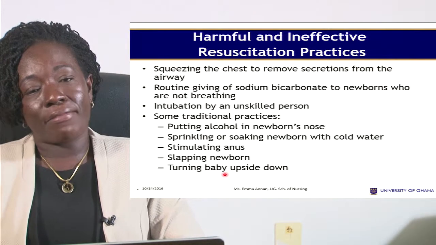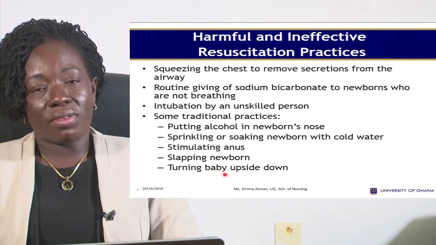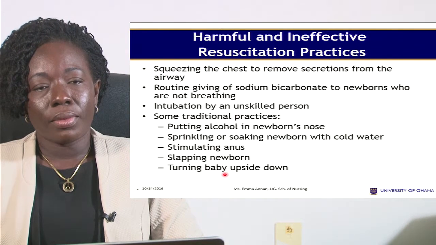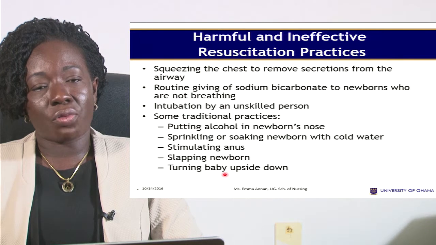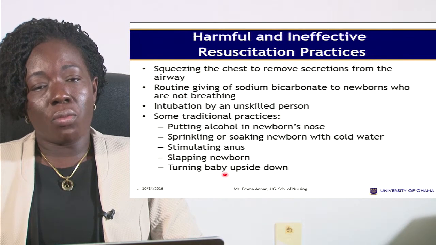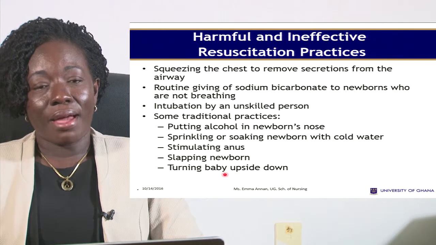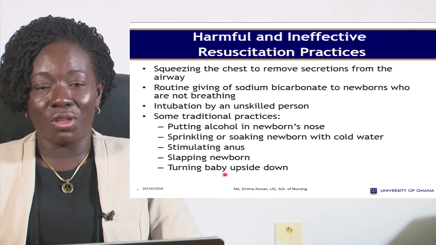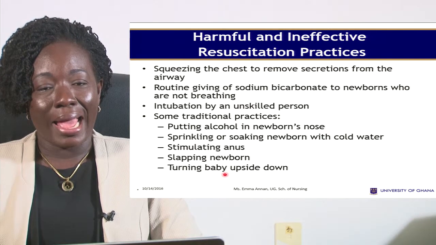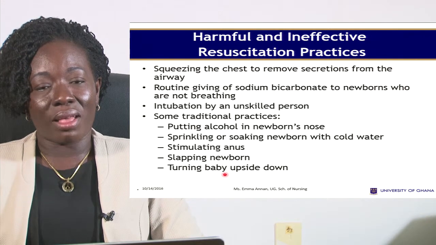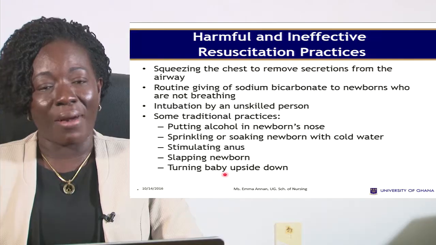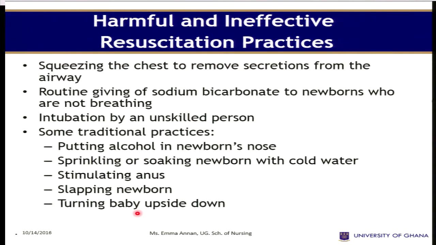Let's now look at harmful and ineffective resuscitation practices. Sometimes the midwives tend to squeeze the chest to remove secretions from the airway. It shouldn't be done. Then there is routine giving of sodium bicarbonate to newborns who are not breathing. Then intubation by unskilled people. Intubation should be done by very skilled health professionals.